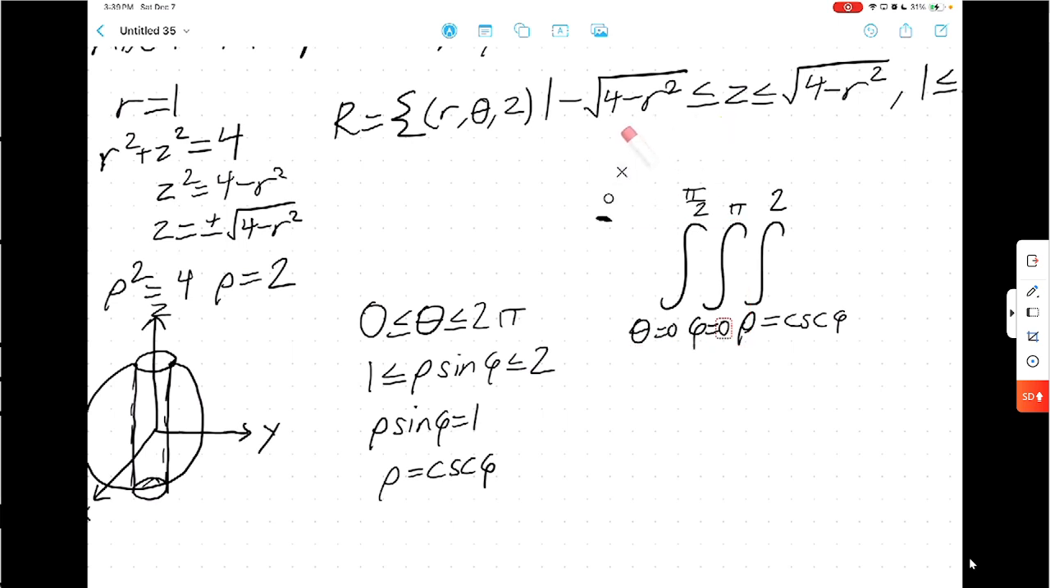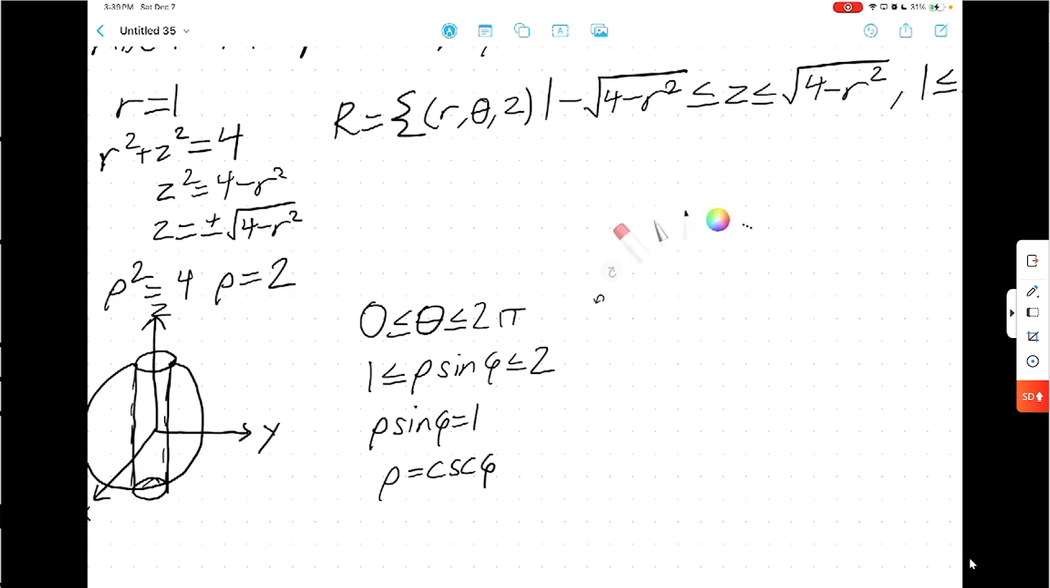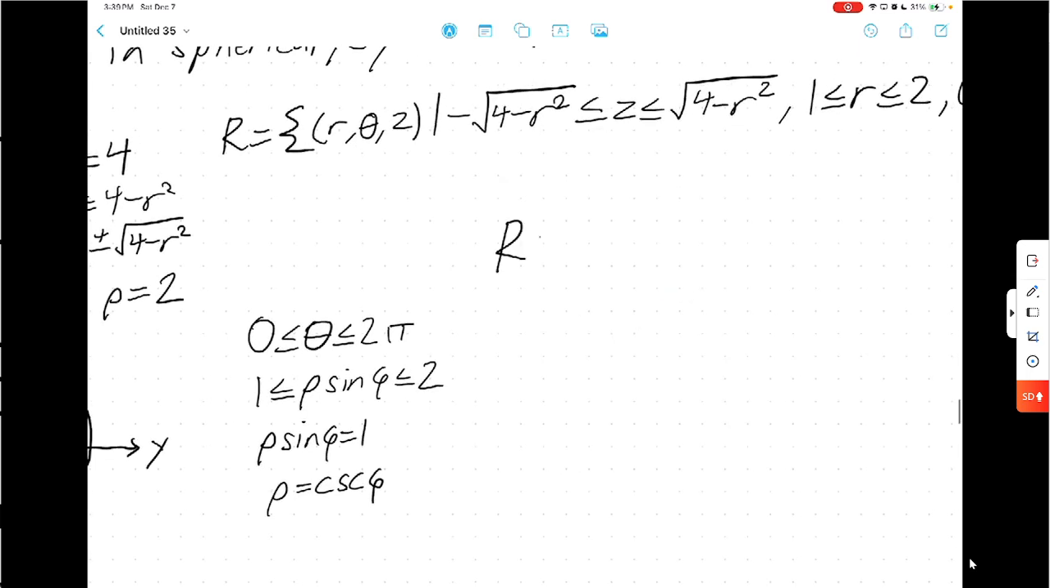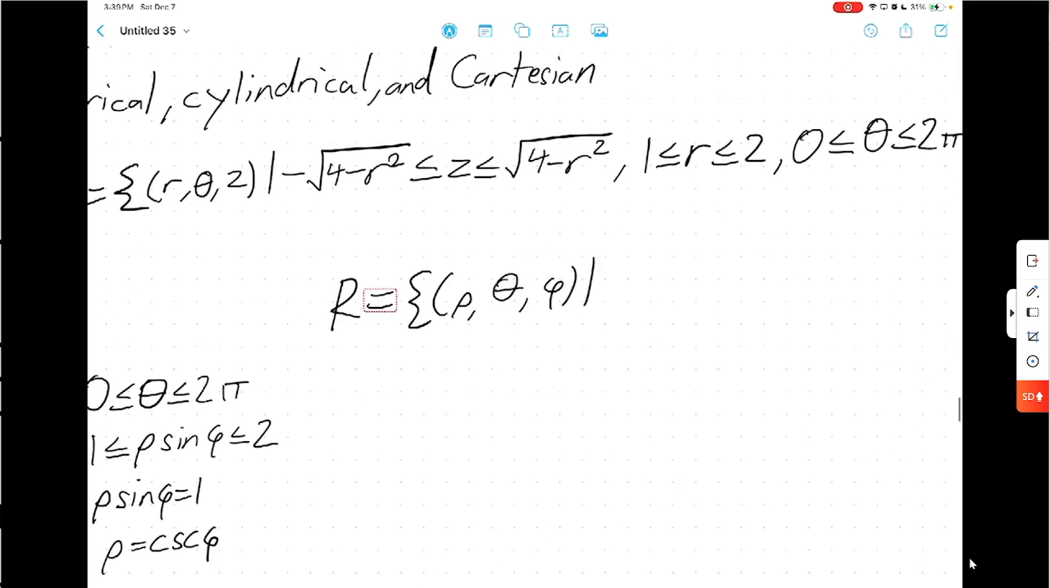Oh wait, this is not this. Oh, this is describing R. That's setting up the integral. Okay, so rho, theta, phi such that cosecant phi is less than or equal to rho, which is less than or equal to 2.